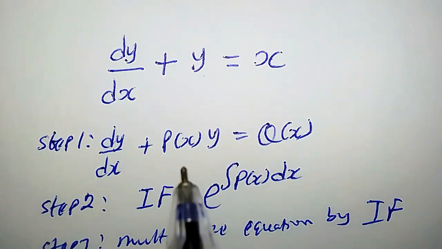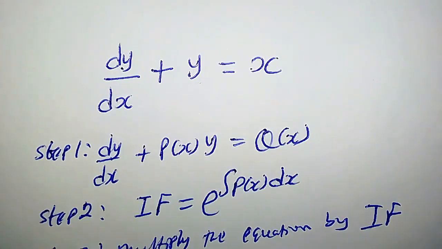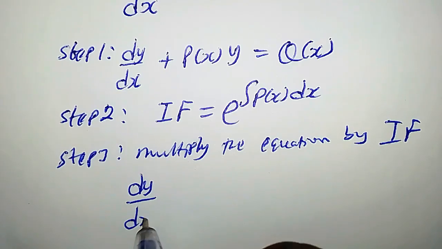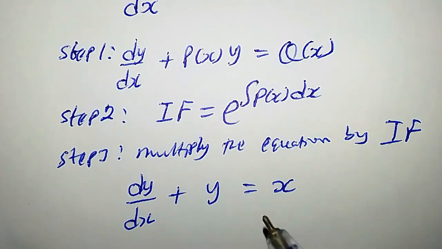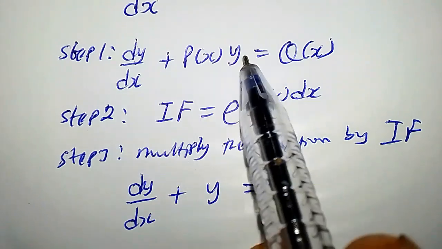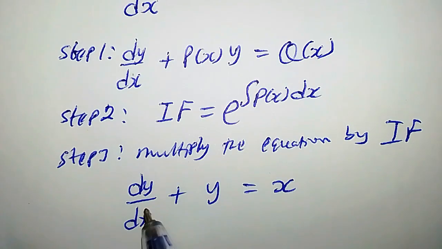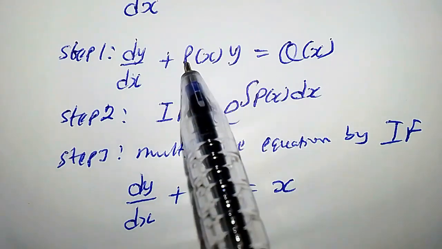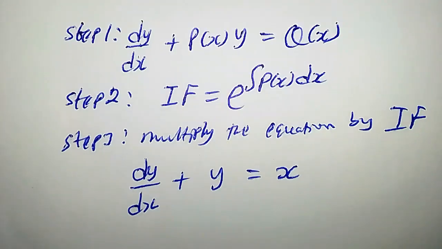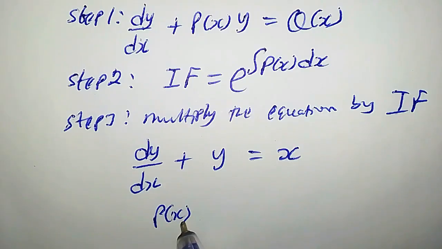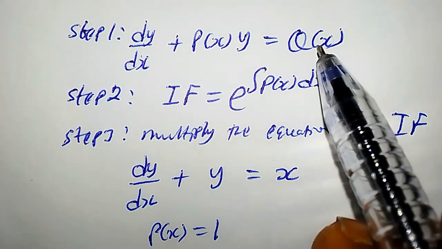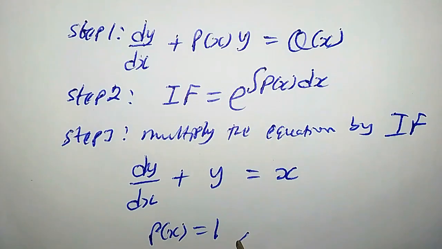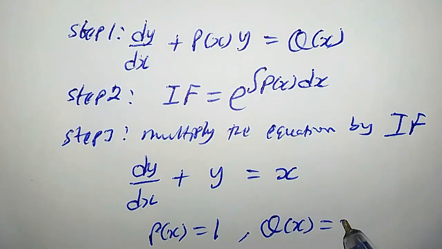Now let us solve this first order differential equation. dy/dx plus y is equal to x. By comparing this equation with this, you will see that they are of the same form. Dy/dx, y, we have y. That means our p of x here is 1. So p of x is equal to 1. And comparing the right hand side, q of x is equal to x.